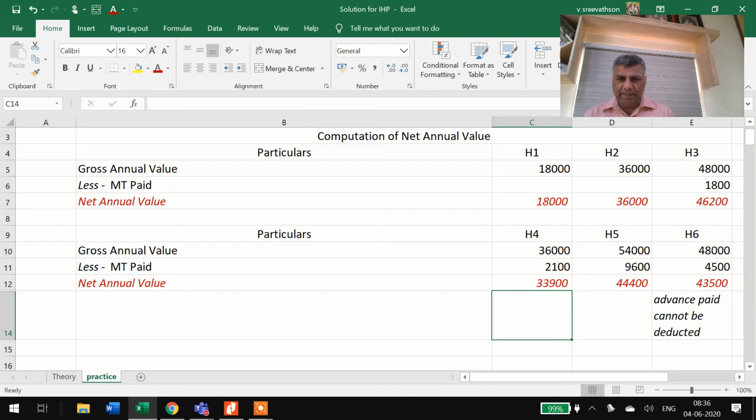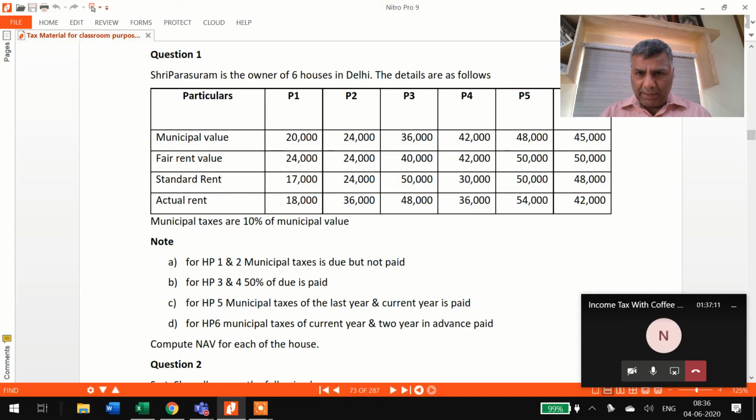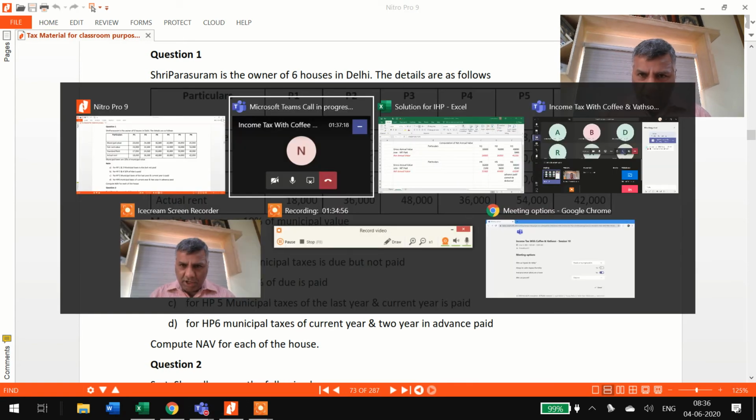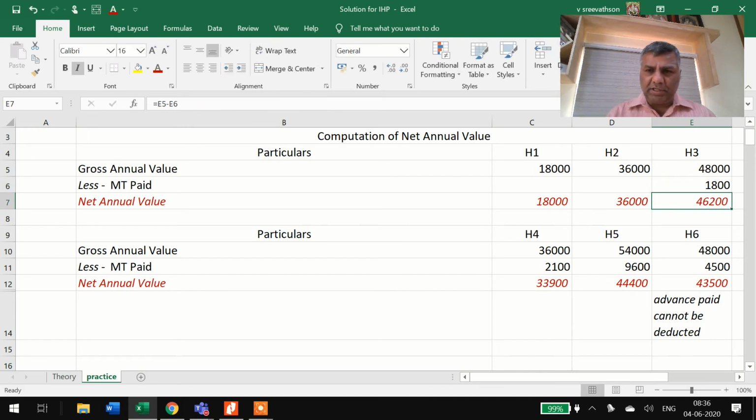Any doubts? Ask me. Sir, how did you get 1,800 in H3? Because the municipal value of the property is 36,000. Municipal taxes is 10% of 36,000, 3,600, of which only 50% is paid. 36,000 into 10% into 50%. That's how I got 1,800.